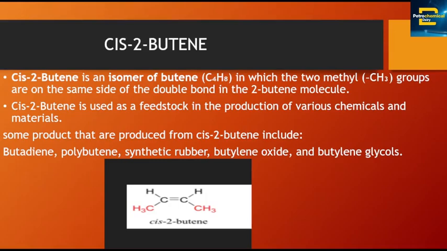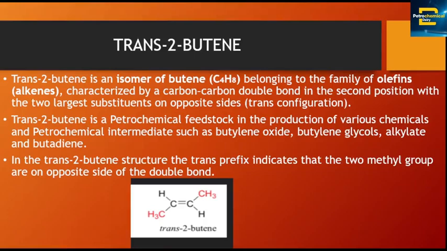So let's look at trans-2-butene. Trans-2-butene is an isomer of butene that belongs to the family of olefins. It's characterized by a carbon to carbon double bond in the second position with the 2 largest substituents on opposite sides. Trans-2-butene is similar to cis-2-butene, just that the substituents are on opposite sides.